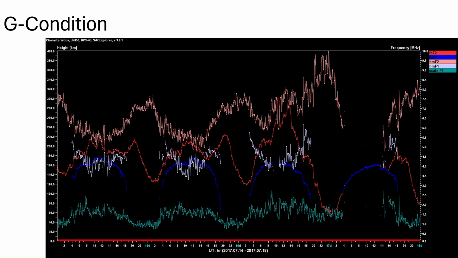increased. So as we progress into the storm, I should mention the G condition is incredibly common during storms at mid-latitudes. It's almost a really great indicator that you're having a geomagnetic storm.